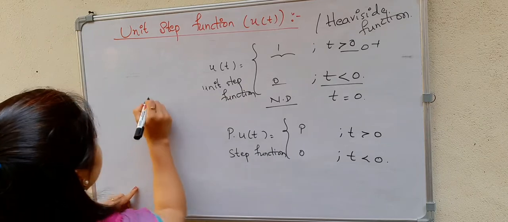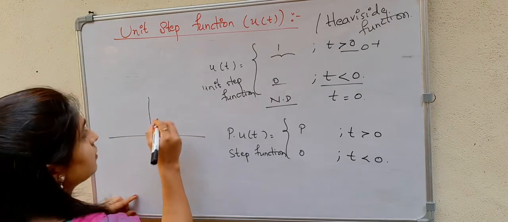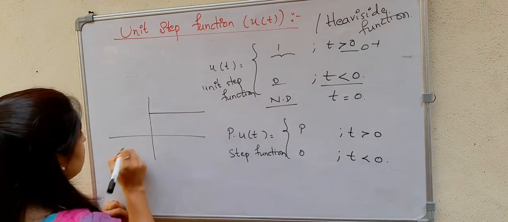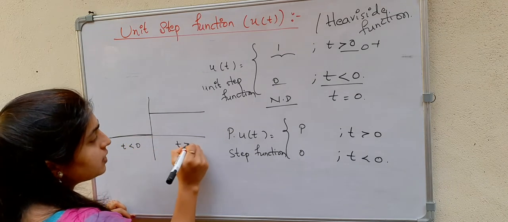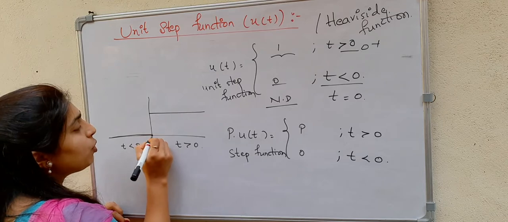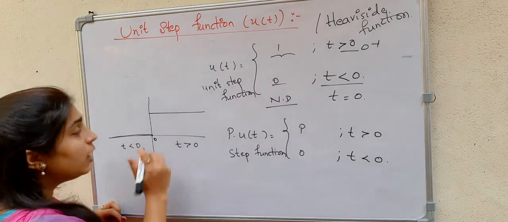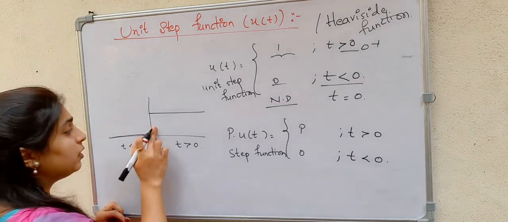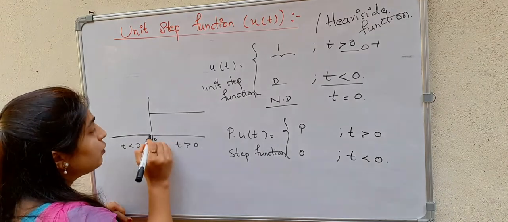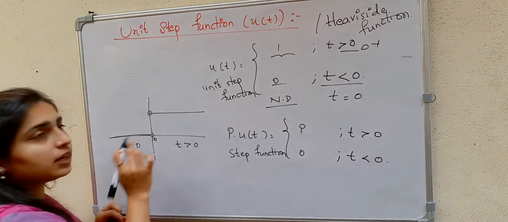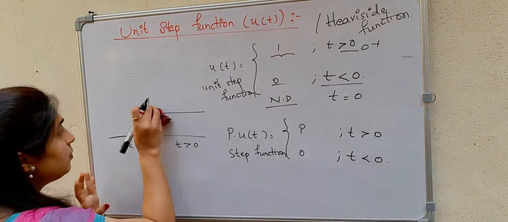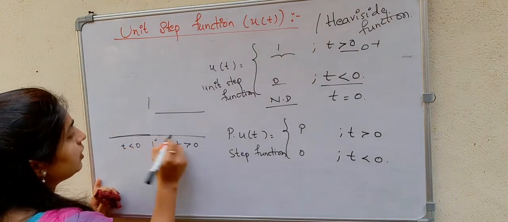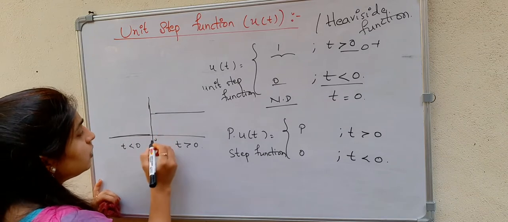So this I can represent in this graph. This will be 0. This is t less than 0, and this is t greater than 0. At this point, t is equal to 0, and it is not determined. The function is discontinuous at this particular point. It is not defined at t equal to 0.